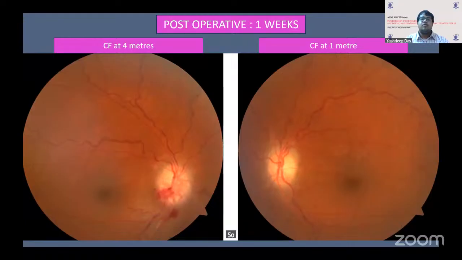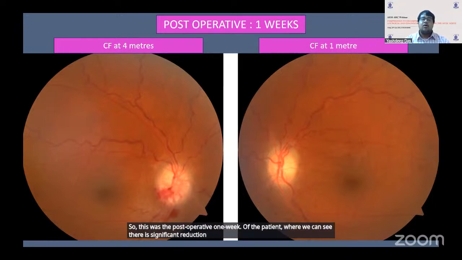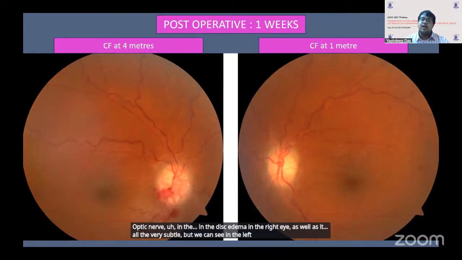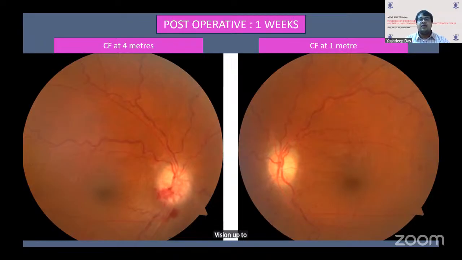So this was the post-operative 1 week of the patient, where we can see there is a significant reduction in the disc edema in the right eye, although very subtle, we can see it in the left eye as well. In the right eye, the obscuration of the vessels and the height of the edema have decreased, and the patient gained vision up to 4 meters in the right eye and up to 1 meter in the left eye.